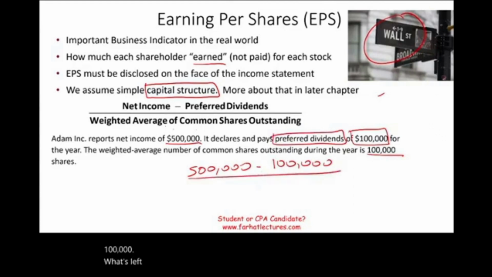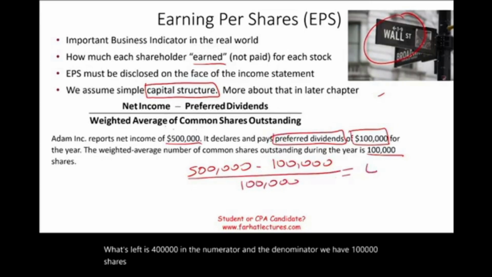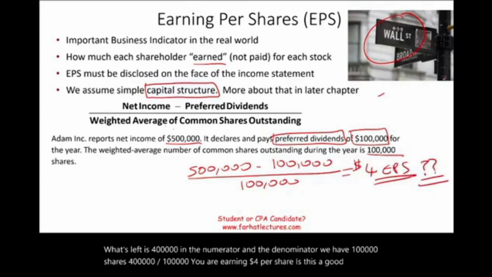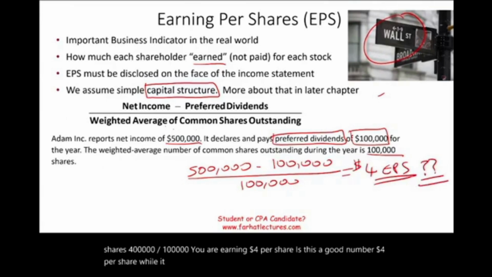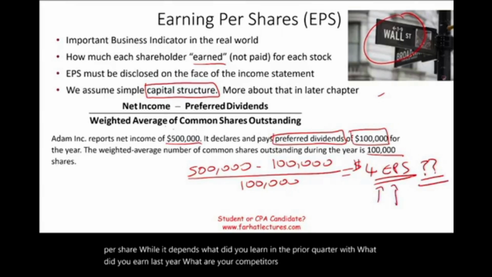What's left is $400,000 in the numerator. In the denominator, we have 100,000 shares. $400,000 divided by 100,000, you are earning $4 per share. Is this a good number, $4 per share? Well, it depends. What did you earn in the prior quarter? What did you earn last year? What are your competitors earning? Obviously, the higher, the better.